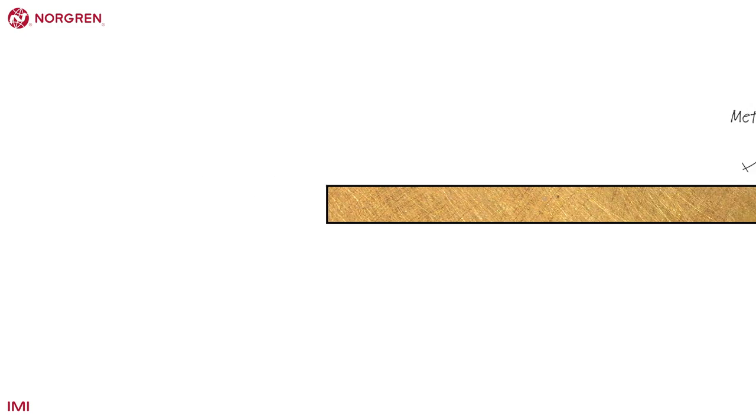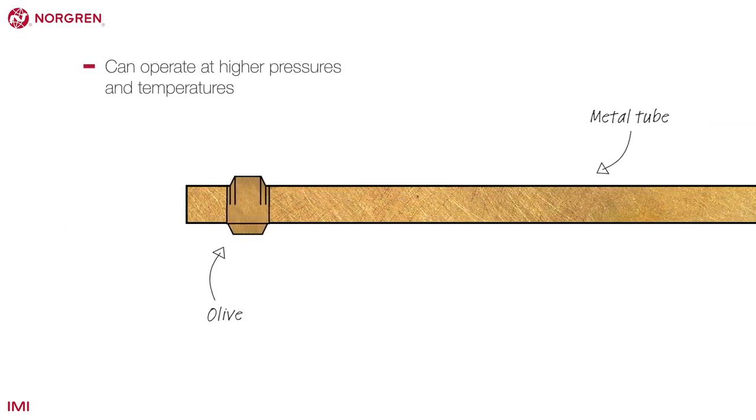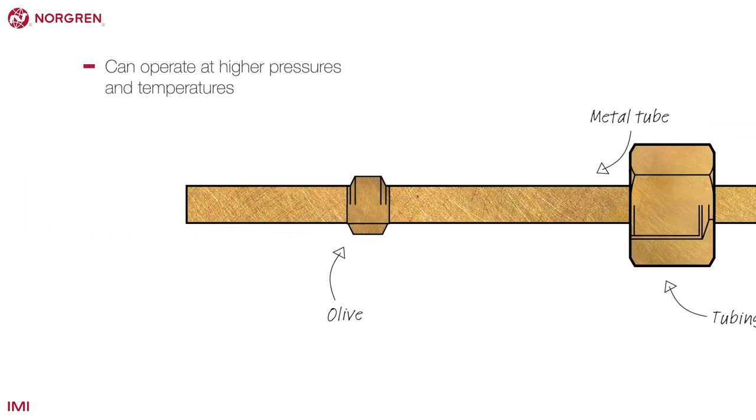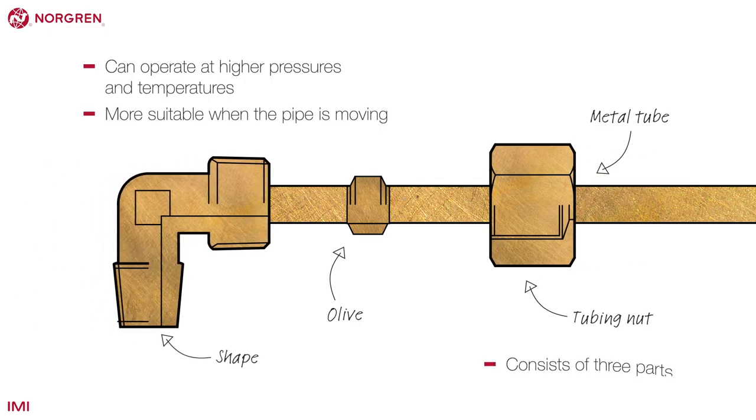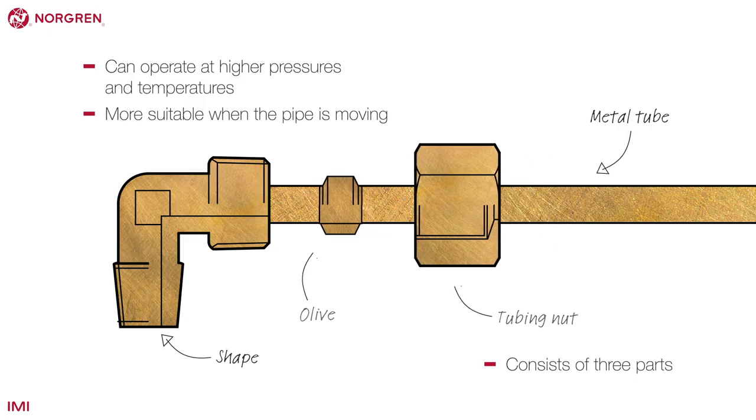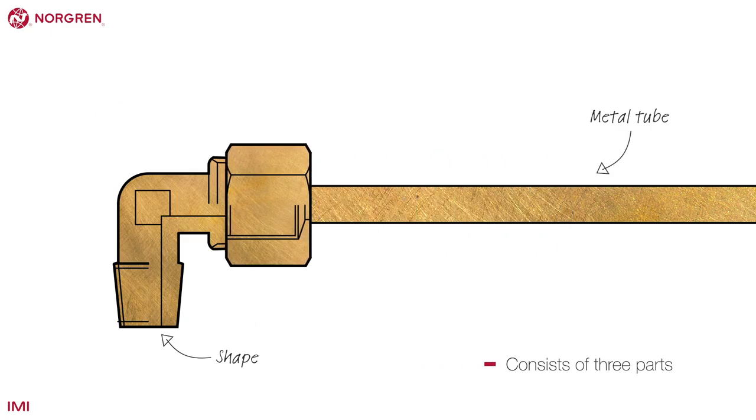For example, E-knots fittings can operate at higher pressures and temperatures than push-in fittings and are more suitable when the pipe is moving. A standard compression fitting consists of 3 parts that can be purchased individually or as a set.